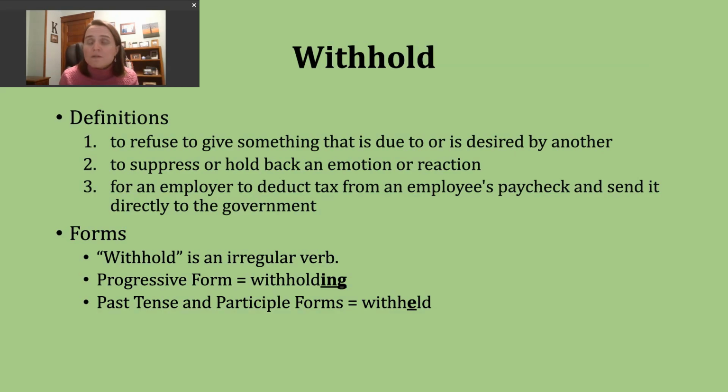For now, you should know that withhold is an irregular verb. If you want to make the progressive form of this verb, all you need to do is add ing. That forms withholding. The past tense and the participle forms of this verb are going to require a spelling change. So the O in the second syllable of the word, hold, is going to change to an E. We pronounce the past tense and the participle forms of this verb withheld. Withheld. Okay? And if you've already studied and are familiar with the verb hold, you'll notice the pattern here with our irregular is exactly the same.